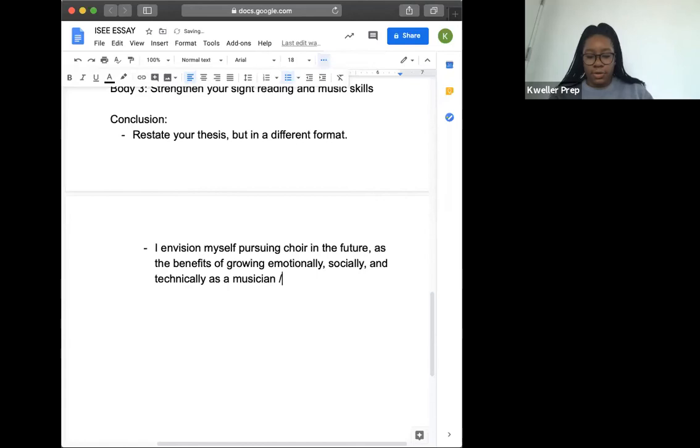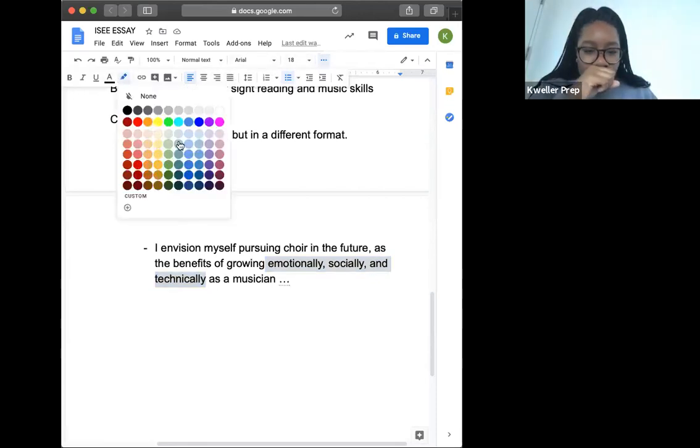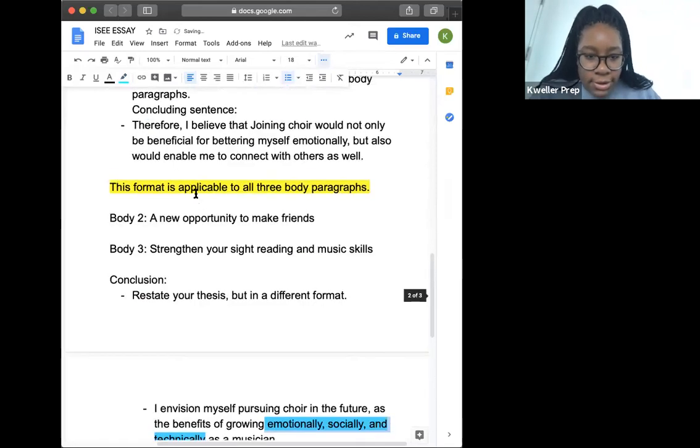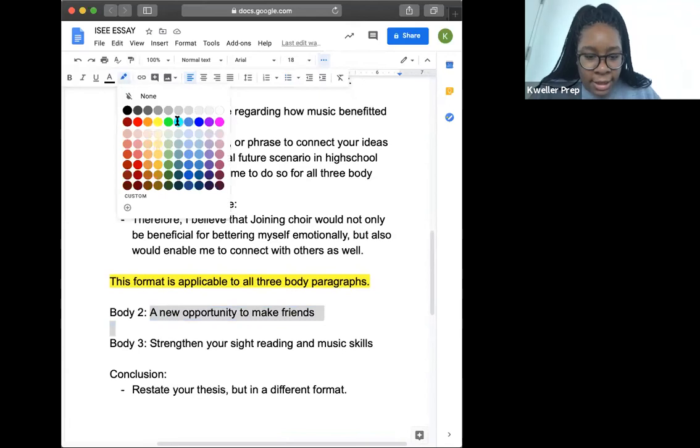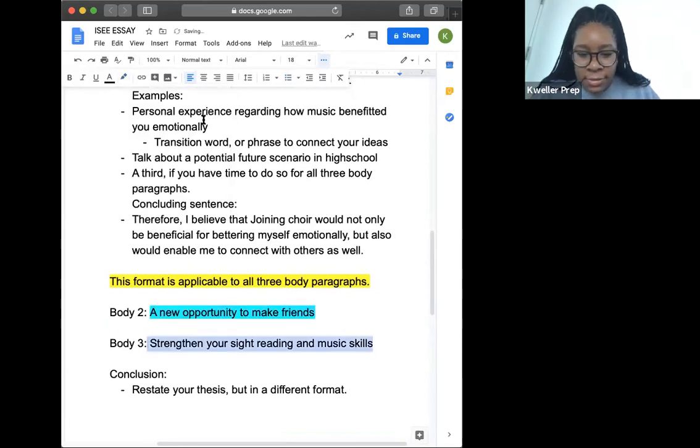And then so on and so forth. So these three, I'm going to highlight these because these are our three points. And I'm going to highlight them in our essay from above because these are the points that we're making, and we summarize them in this way in the conclusion.